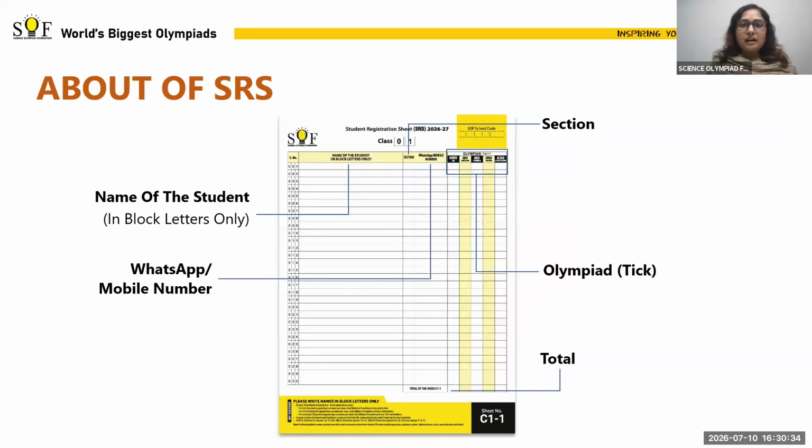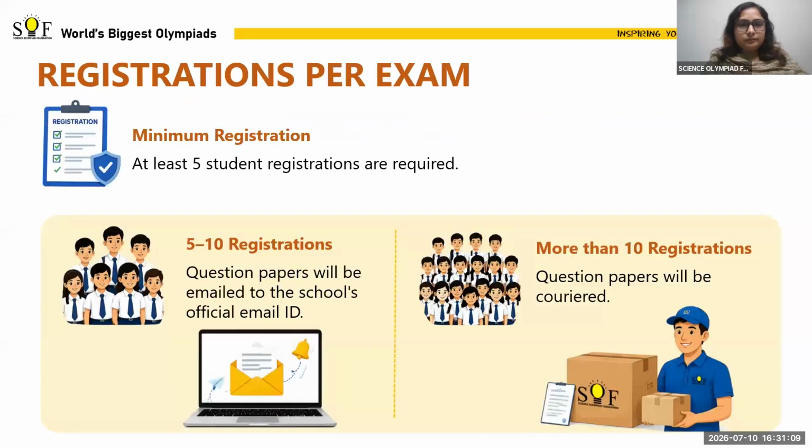Same with the SRS. You have to mention the name of the students, the WhatsApp number, the section, everything. And here's the catch. In every form, the name of the students must be in block letters. This is the main thing. You have to adhere to this, because any complications in their name, such as cursive writing, may affect their results and the certificates, and the student's name may get changed or go wrong. So you have to adhere to this. Now moving ahead.